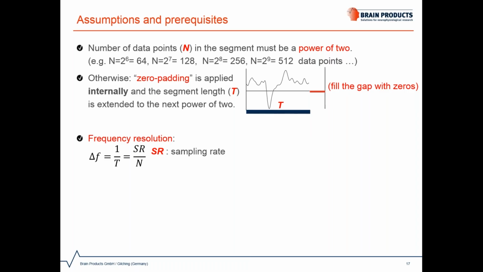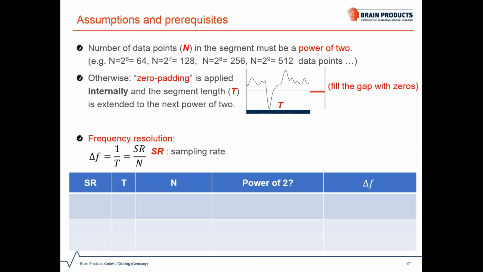We will now use two examples in order to have a better understanding of these four parameters: the sampling rate denoted by SR, the segment length T, the number of data points N, and the frequency resolution delta F. The power of 2 column is where we will decide if the number of data points within a segment is a power of 2 or not.